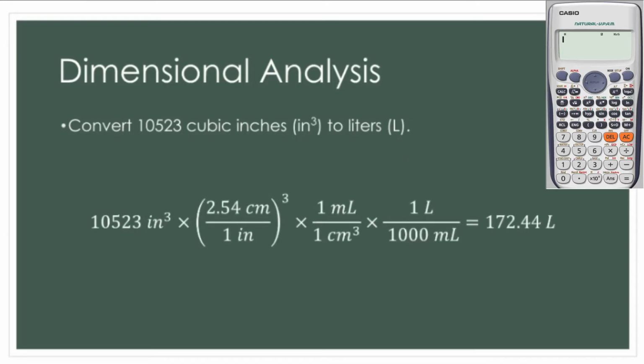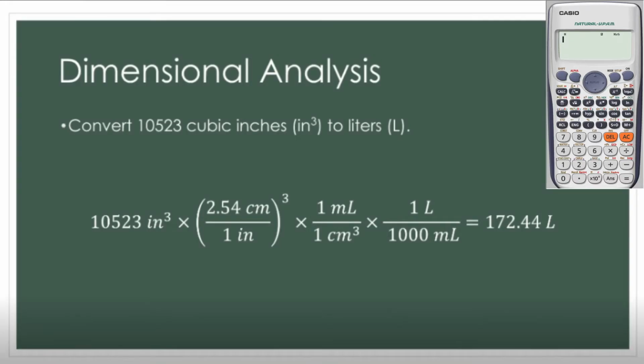Here is the solution. Again, we start with our given, which is 10,523 cubic inches here. And then we simply use several factors such that our final unit, which is the numerator of the final factor, is our desired unit. For our first factor, this is simply a conversion from inches to centimeters. However, you should notice that the entire factor is raised to the third power. The reason for that is our given is a volumetric unit, that is cubic inches, and that means that we can still use factors that use length units. However, we have to raise them to the third power in order for them to be converted to volumetric units.